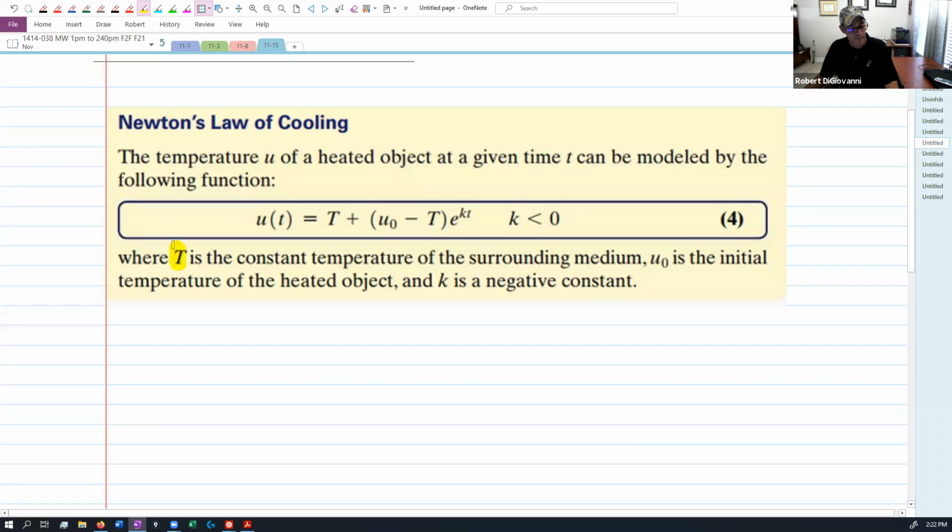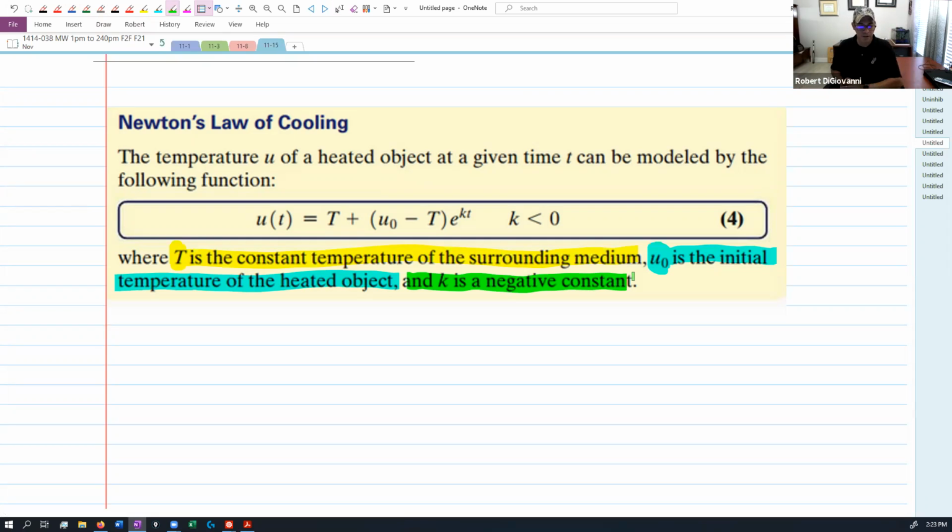What is capital T? Capital T is the temperature of the surroundings, okay? So that's what we call our ambient temperature. That'd be the temperature of the room, okay? U sub 0 is the initial temperature of the heated object, all right? And then k is basically our negative constant that helps us determine the decay, or the cooling off, of the material, whatever it is. All right.